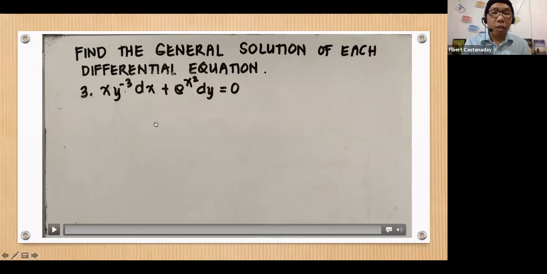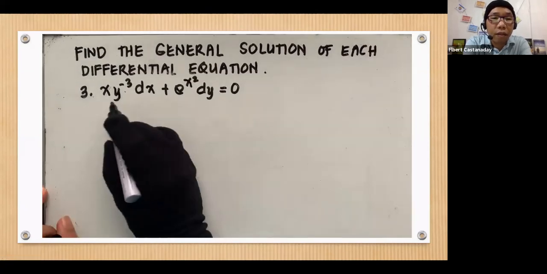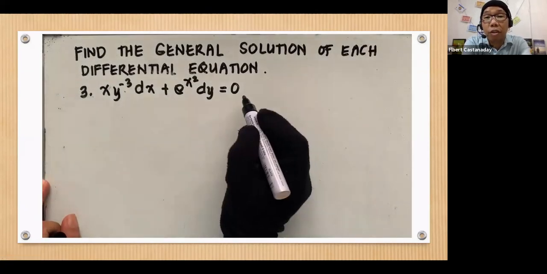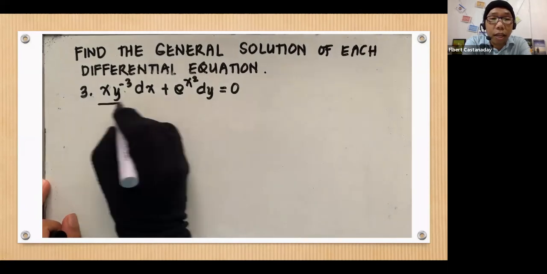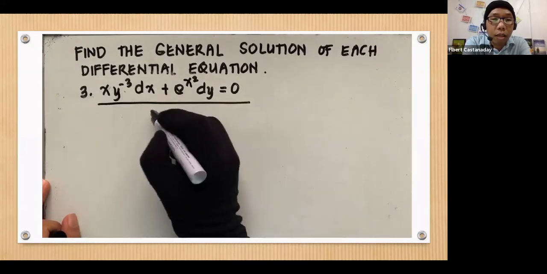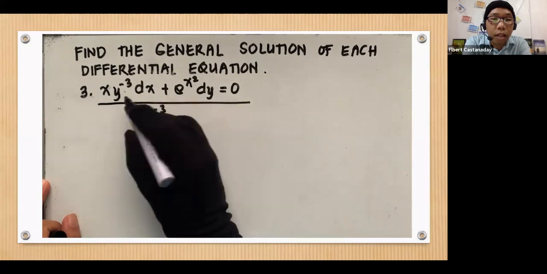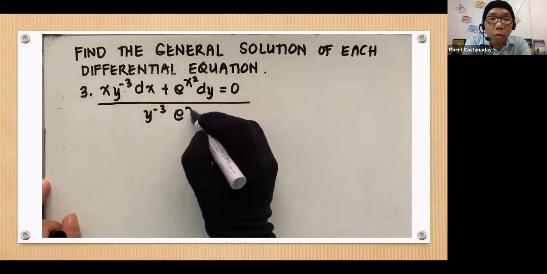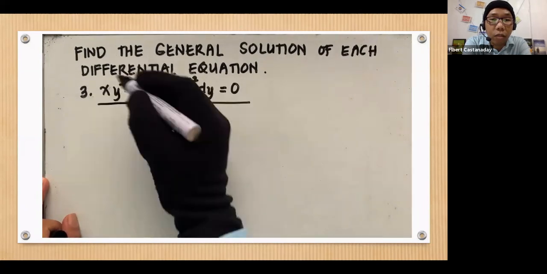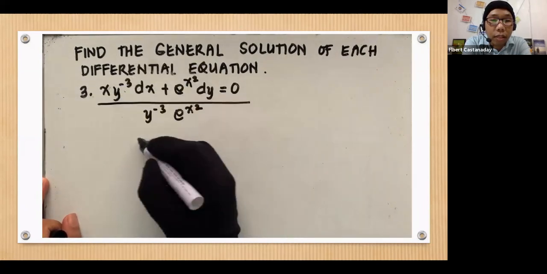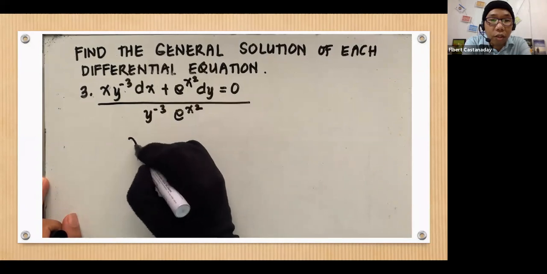Okay, by looking at this equation, we can separate the variables. We can work on this equation on the left-hand side only, instead of transposing this to the right-hand side. So on the first term, we need only a function of x, or a pure function of x. So we will divide both sides by y raised to negative 3. And on the second term, you have dy, so you must remove e raised to x squared. Now, what you will do is divide both sides by these functions.